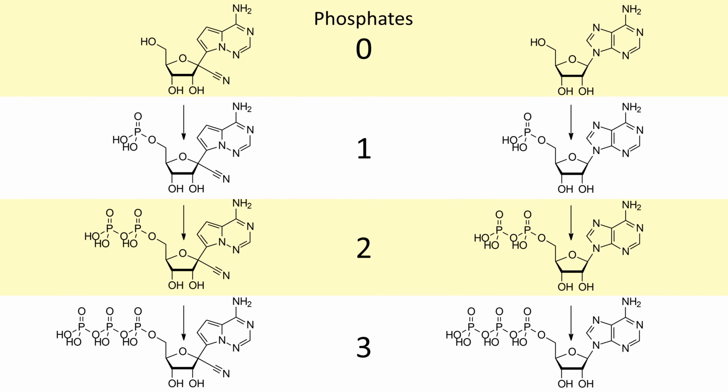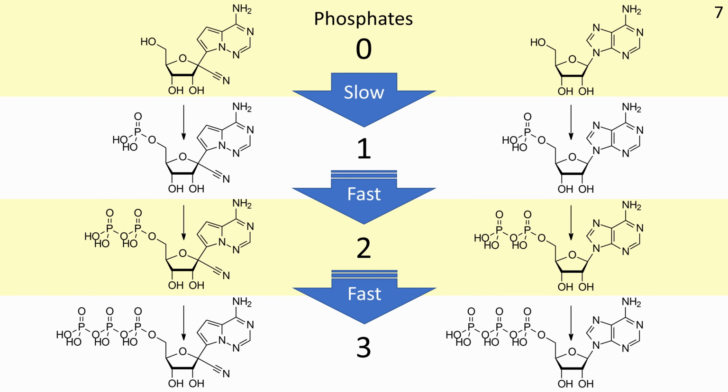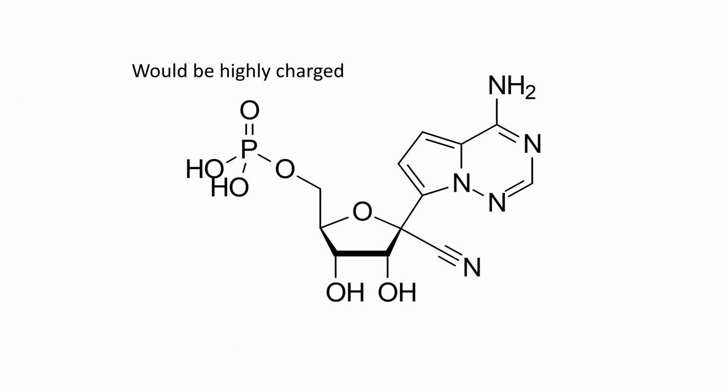Well, it turns out that a cell can add all 3 phosphates to a nucleotide, but adding the first phosphate is really slow compared to the second and the third. That means that if we don't have 1 phosphate on a molecule, it won't activate very quickly, resulting in lower active drug concentrations. So we've solved our problems with stability reasonably well, but we're still left with an unresolved issue of membrane permeability.